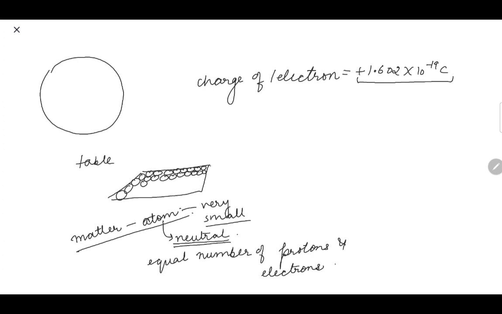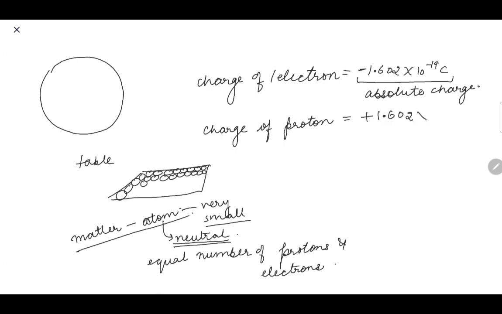We understand that electrons are negatively charged, so it is minus 1.602 into 10 raised to the minus 19 coulomb. This is the absolute charge of an electron, meaning the exact value of the charge. And the charge of a proton is plus 1.602 into 10 raised to the power minus 19 coulomb. This is also the absolute charge.